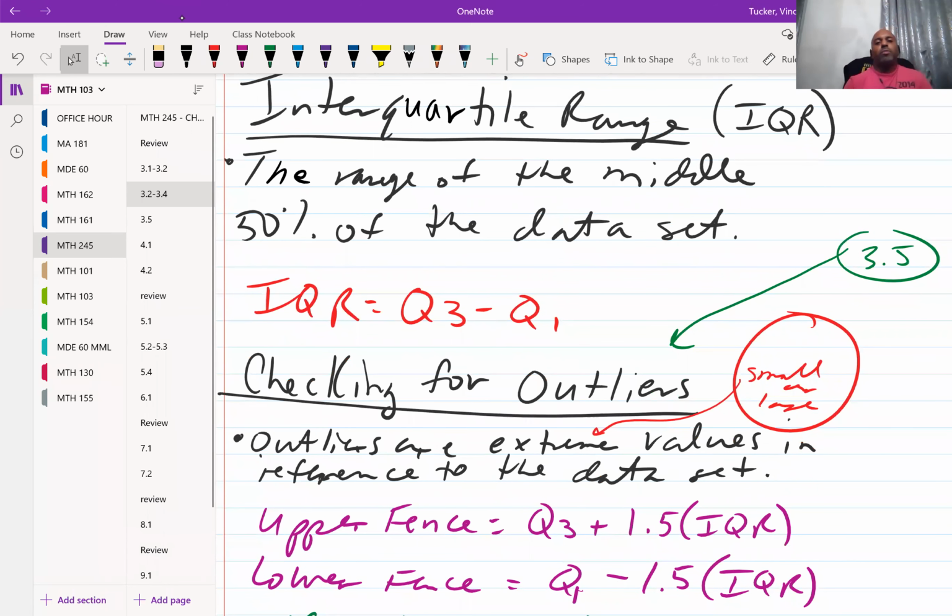All right, so we can also use the IQR to check for outliers. Outliers are very extreme values, and we talked about those already. Very, very large or very, very small values in comparison to the data set. So we can establish some fences, an upper fence and a lower fence. Your upper fence will be Q3 plus 1.5 times your IQR. 1.5 is just a part of the formula. Your lower fence is Q1 minus 1.5 times the IQR. We'll talk about how to use those fences in a second.